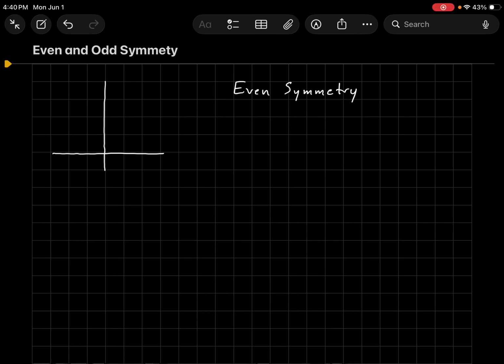Even and odd symmetry. A function f of x is said to have even symmetry if f of negative x equals f of x. That is the definition of even symmetry.